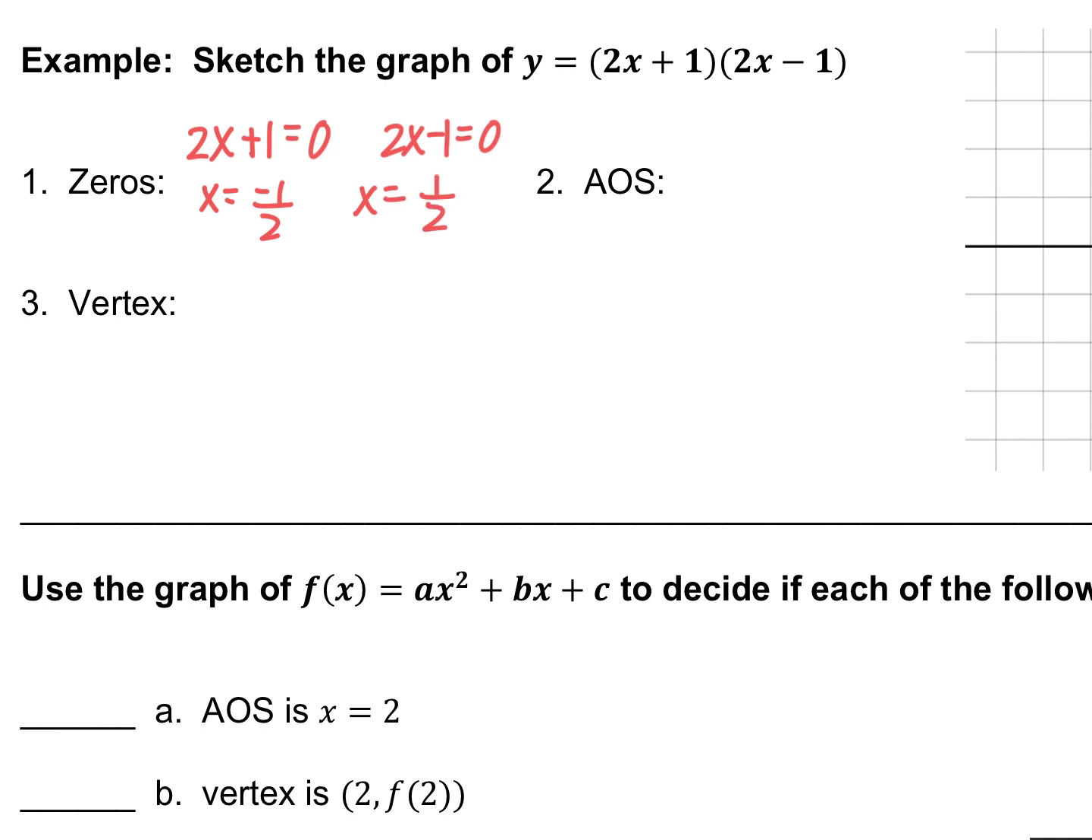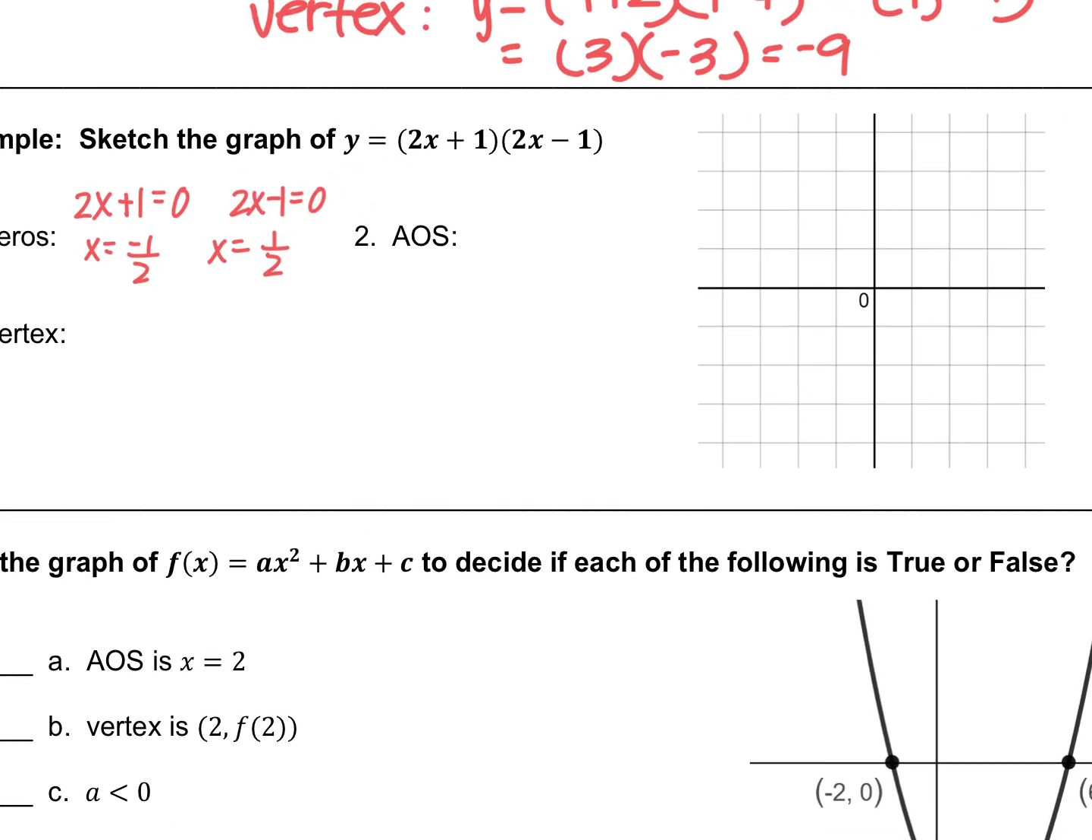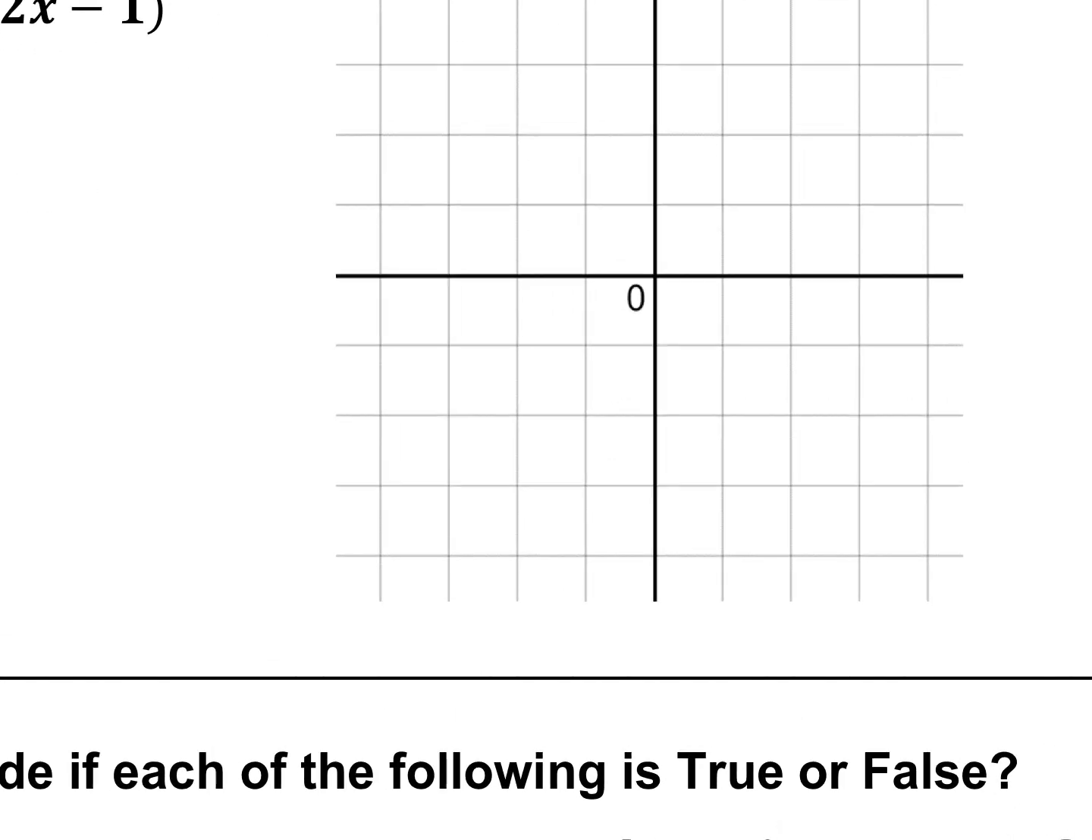Now notice it says that it's asking for the zeros, not the x-intercepts. So I'm not as particular. When it says x-intercepts, I want points. But if it says zeros or roots, you can just leave it as x equals, okay? So then I would come over here to my graph and go negative 1/2 and 1/2. There are my zeros, okay?